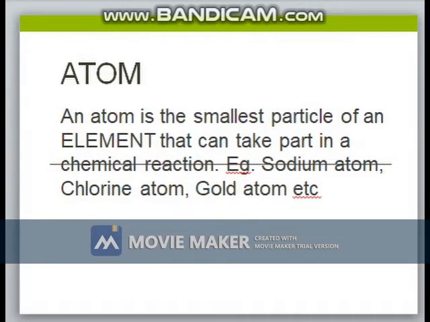Atom. An atom is the smallest particle of an element that can take part in a chemical reaction. Example: sodium atom, chlorine atom, gold atom.